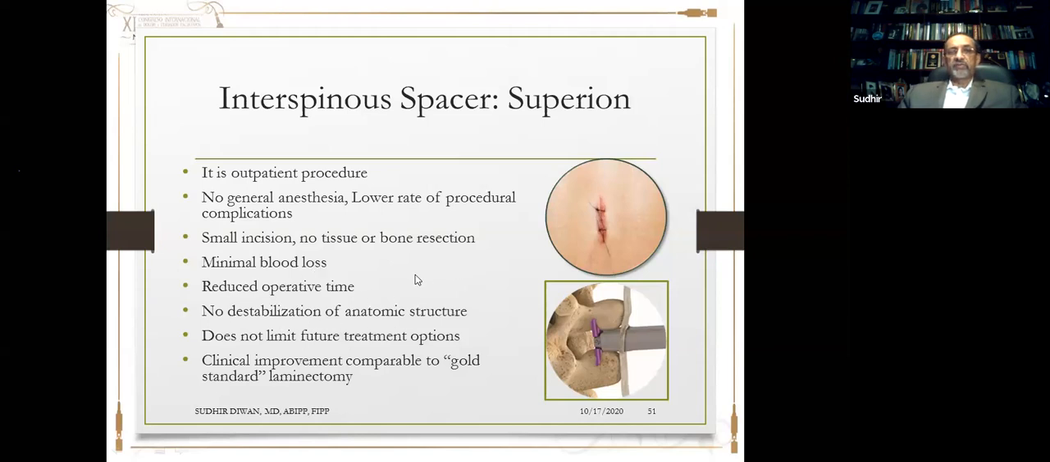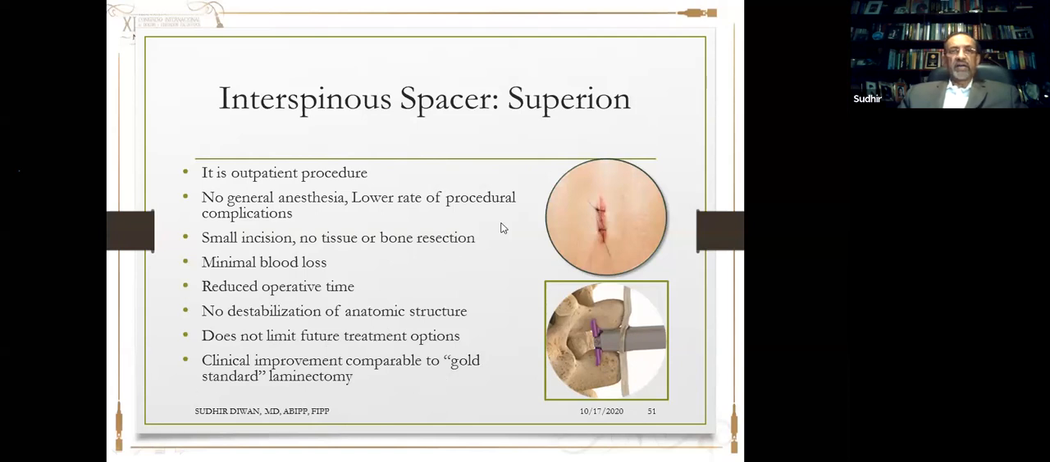Mainly, this is compared to the surgery. Whenever you do a posterior element removal, which they do in the decompression, your weight-bearing ratio is changed, and this is one of the reasons why most patients, even if you decompress, continue having pain. It does not limit the future treatment. If there is any complication, fracture, migration, or anything, it does not limit the future options for surgery. And clinical improvement is comparable to the gold standard, which is laminectomy.